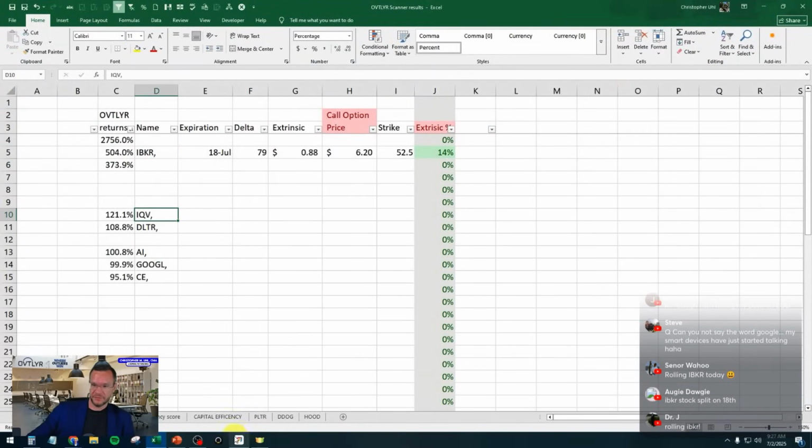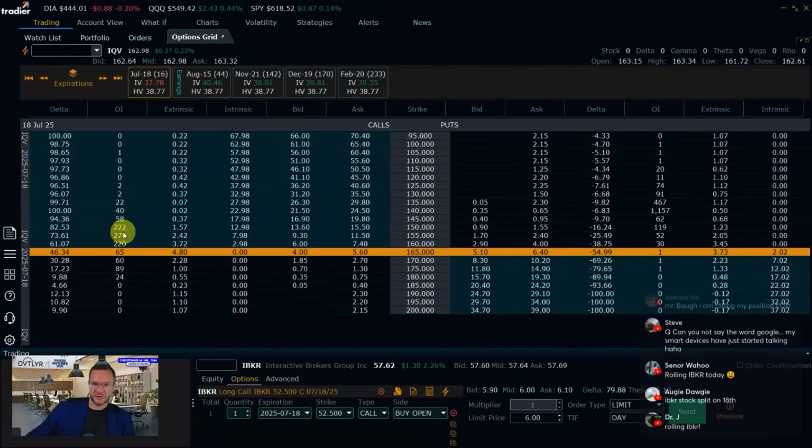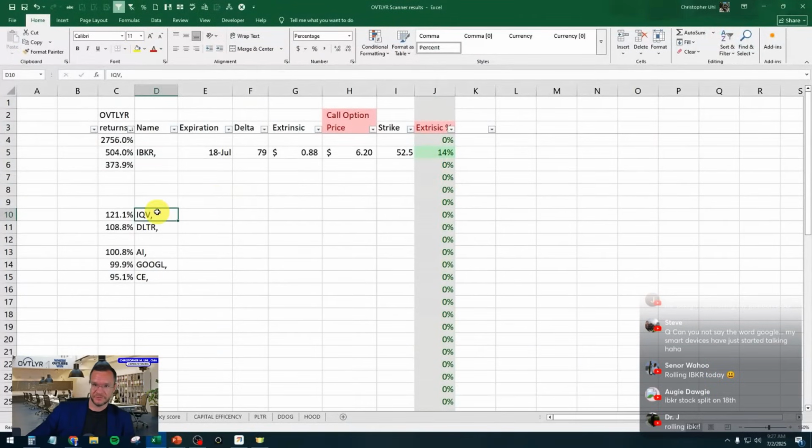Let's go to IQV. This one's okay, especially we don't have a lot of options to choose from, but the 73 delta, the 155 strike, but unfortunately, it's over $2 wide here as well. I wouldn't take that trade.